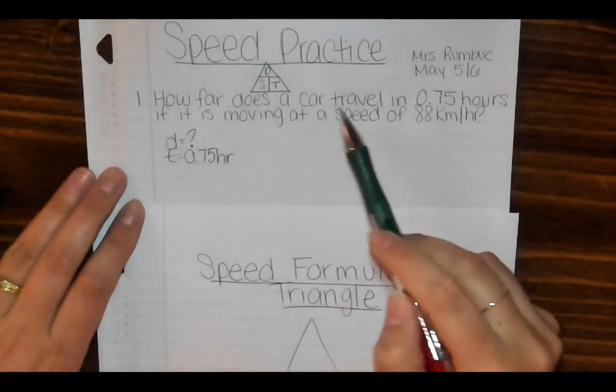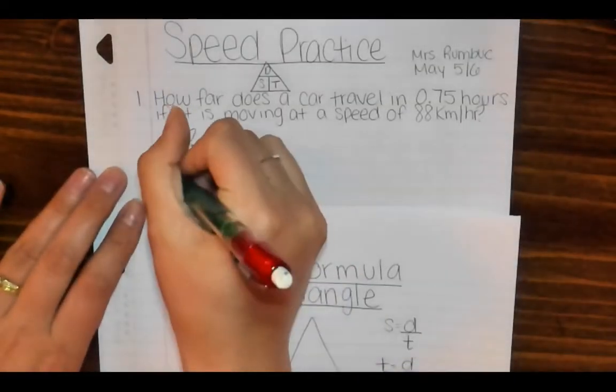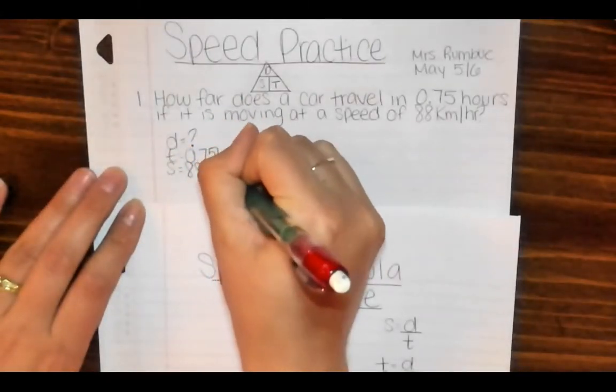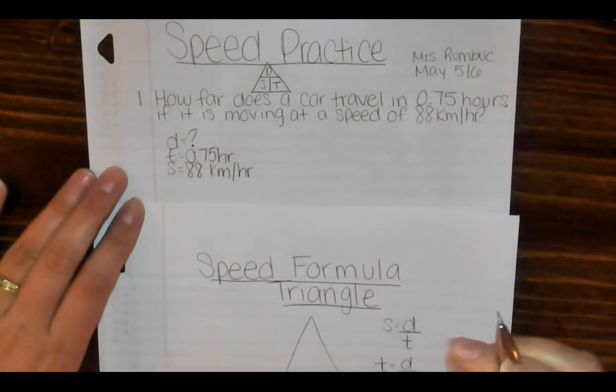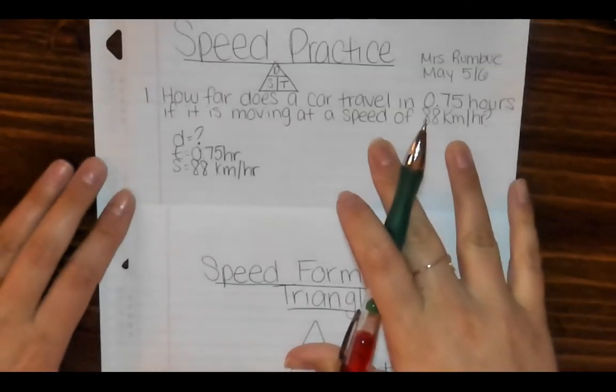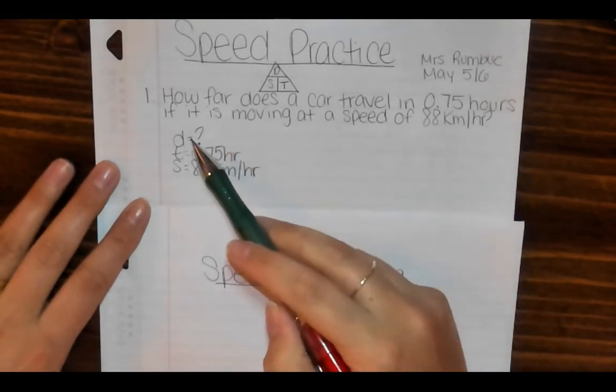Next, it says if it is moving at a speed of 88 kilometers per hour. So it tells us it's moving at a speed of 88 kilometers per hour. So we know that S equals 88 kilometers per hour. So now we have all of our things needed to solve for our variable.